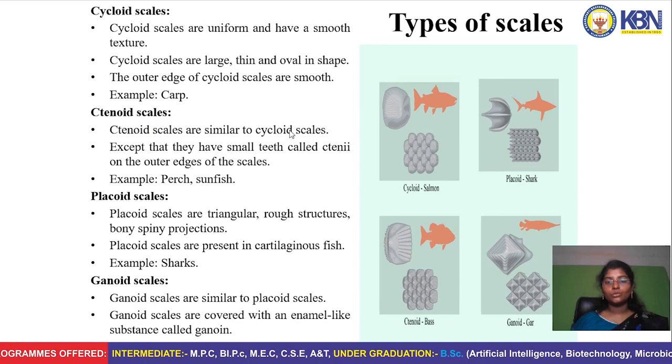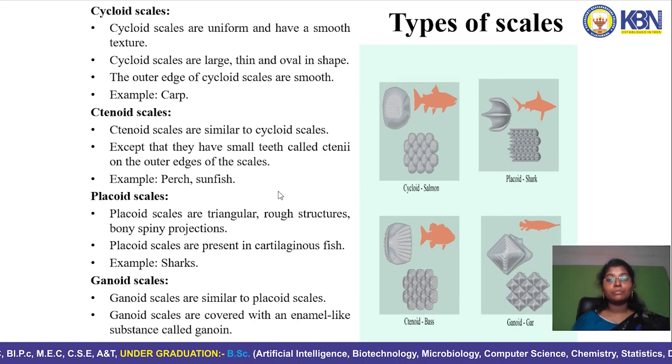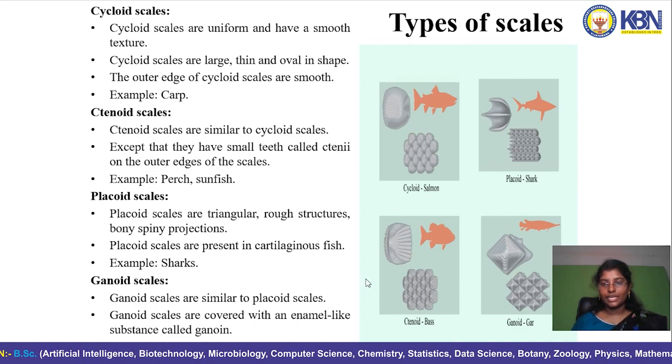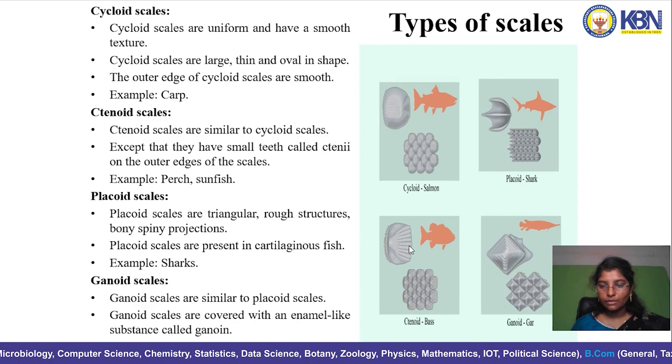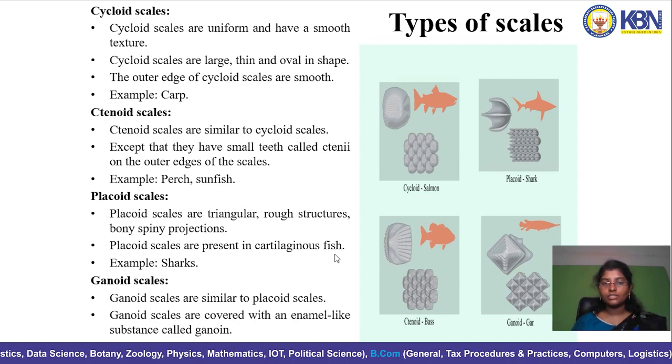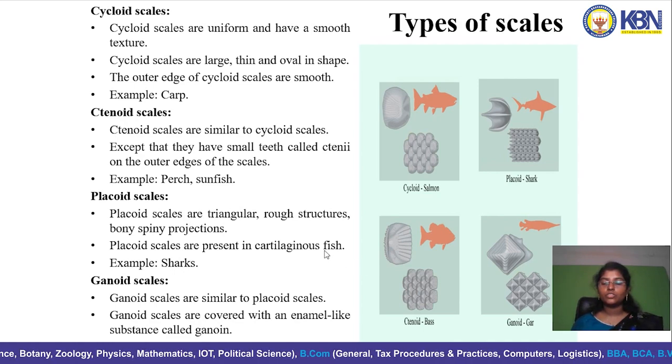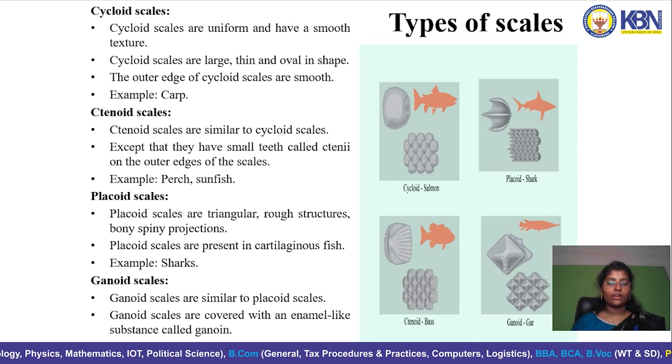Next, ctenoid scales. Ctenoid scales are similar to cycloid scales, except they have small teeth called ctenii on the outer edges of the scales. Here we cannot observe any teeth-like structure in this scale, but in ctenoid scales we can observe a teeth-like structure present at one edge. So this type of scale is called ctenoid scales. Example, perch or sunfish.